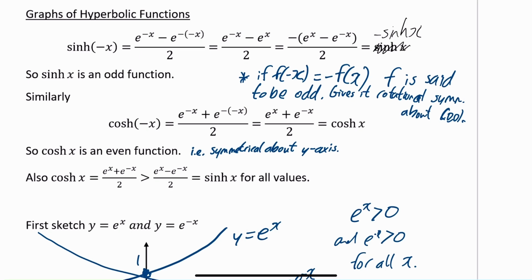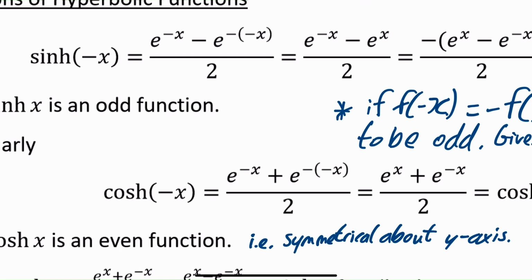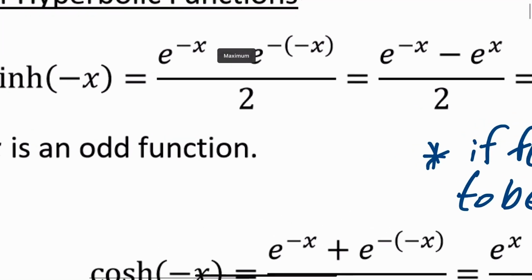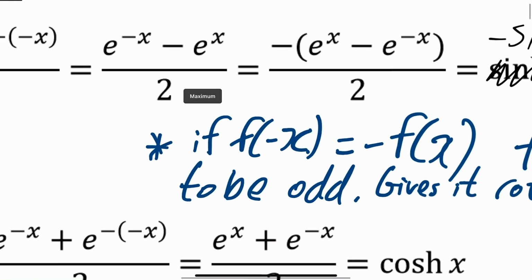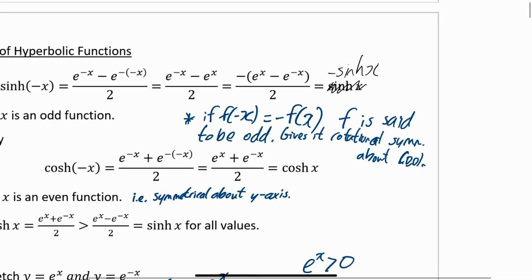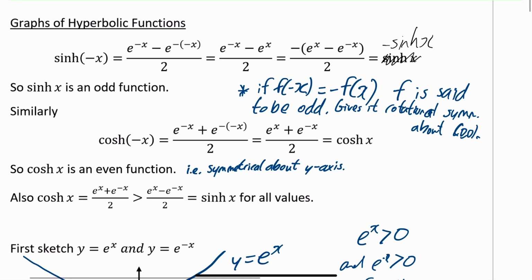So if we look at hyperbolic sine of minus x, we just put minus x into this. So this means you just replace your x with a minus x everywhere. That's what you end up getting. So you get this, which then just tidies up to be this. And then we could write that as minus of that. So really, hyperbolic sine of minus x is the same as minus of hyperbolic sine of x. So hyperbolic sine is an odd function.